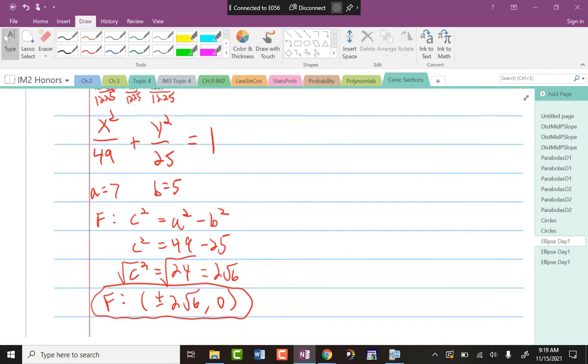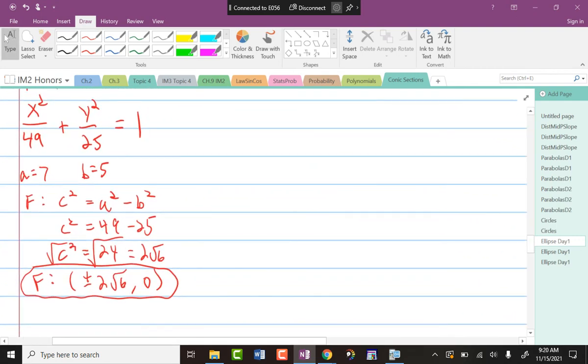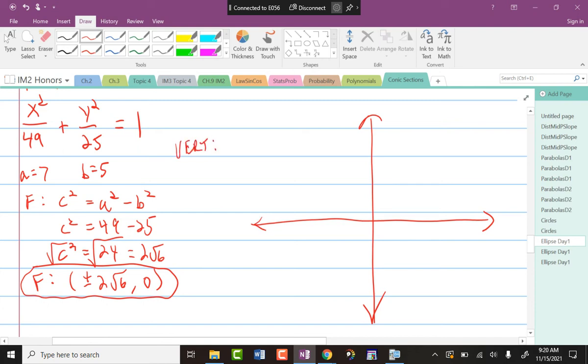All right, and then I think I've kind of been lazy on the vertices and co-vertices. So we'll go ahead and write that off to the side here. The vertices are plus or minus 7, comma 0, because that's the x-axis radius going off of the center 0, 0. The co-vertices are 0, comma plus or minus 5. If you don't put coordinates, you get no points. All right, you've got to make sure that this is done.